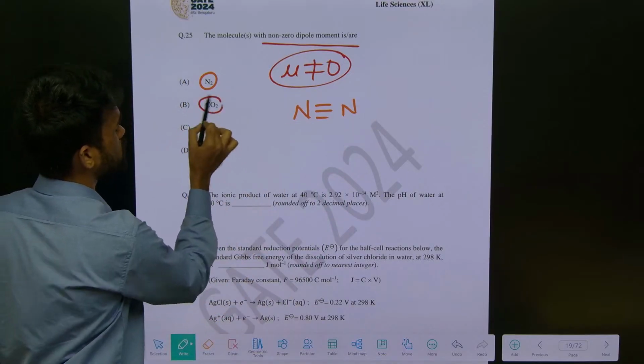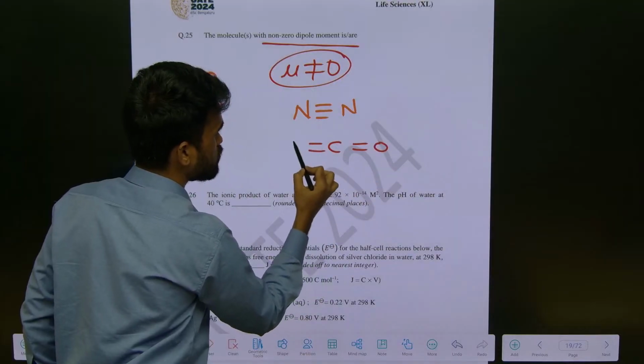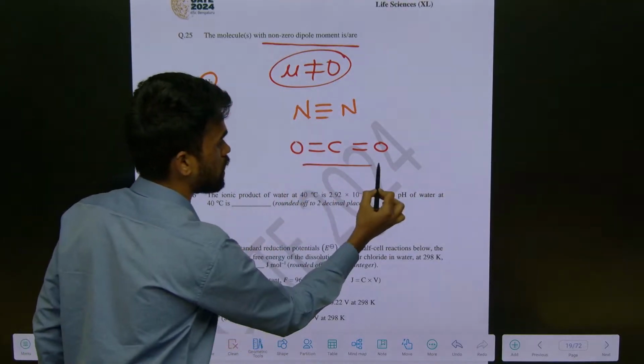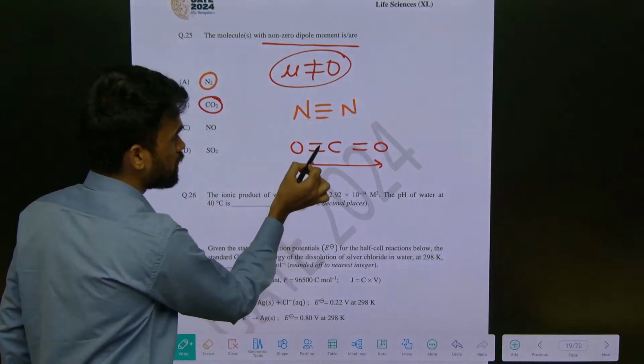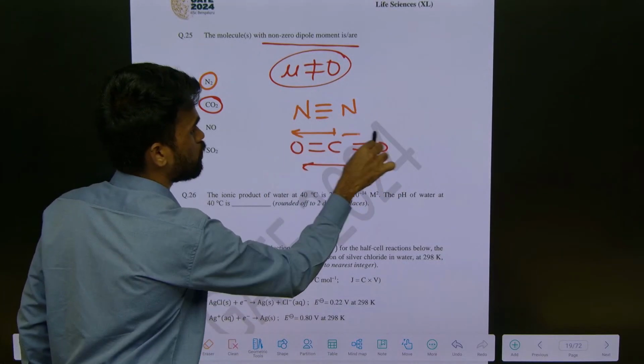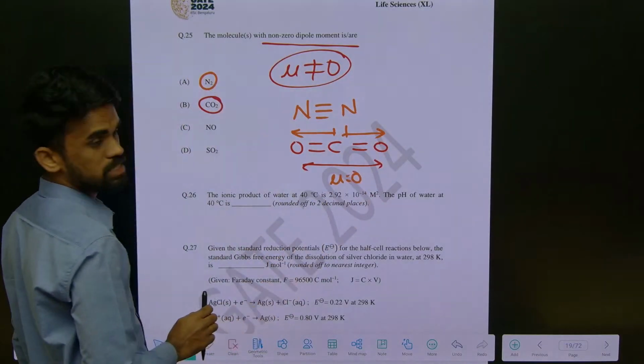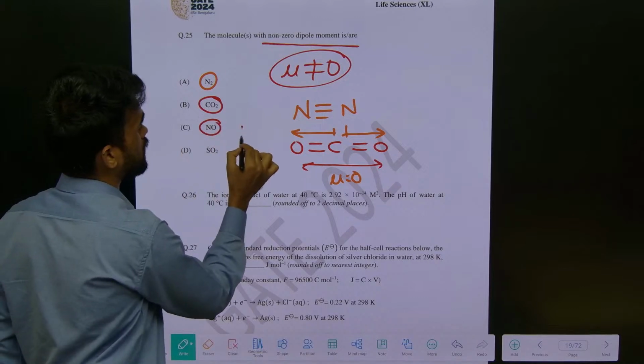And CO2 is there. Just try to get this structure. It's an sp hybridized molecule, like a linear molecule, with the same terminal groups. So the net dipole moment will cancel out each other, so it becomes 0, mu 0 in this case also. Now NO, it's a heterodiatomic molecule.